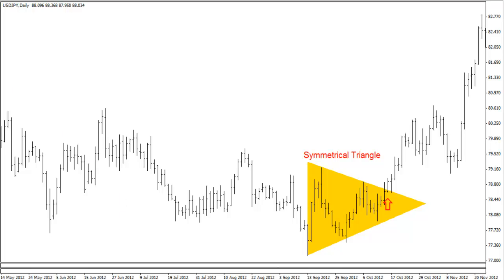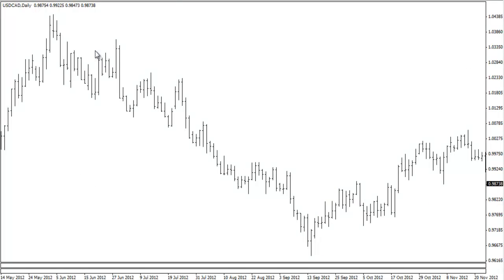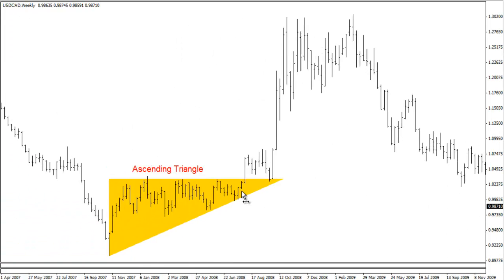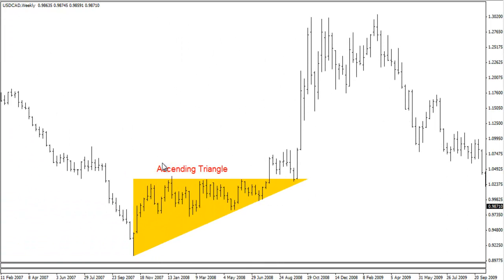And a few more. This isn't just applicable to the daily chart, these work on all time frames. If we have a look at some of the higher time frames, like a weekly chart for example, we can also see examples here of 1, 2, 3 touches to the upside, 1, 2, 3 touches to the downside. But of course this is an ascending triangle, so we're looking for the breakout to the upside.